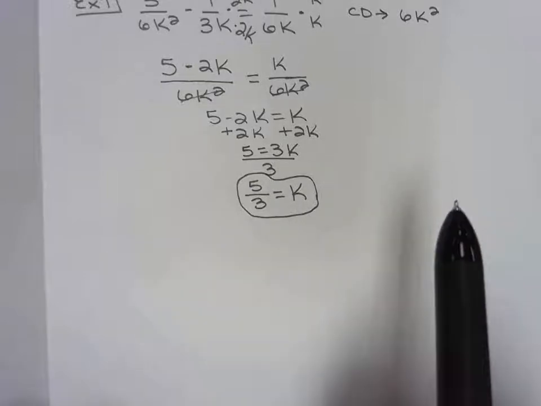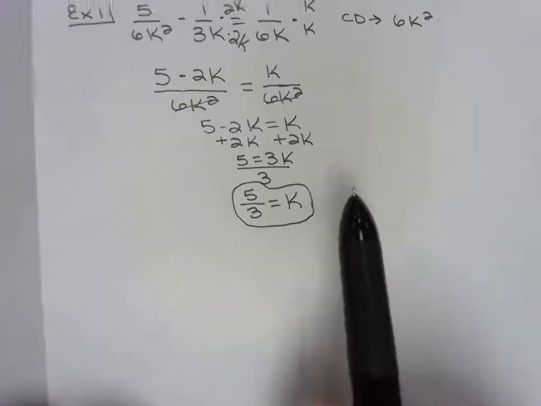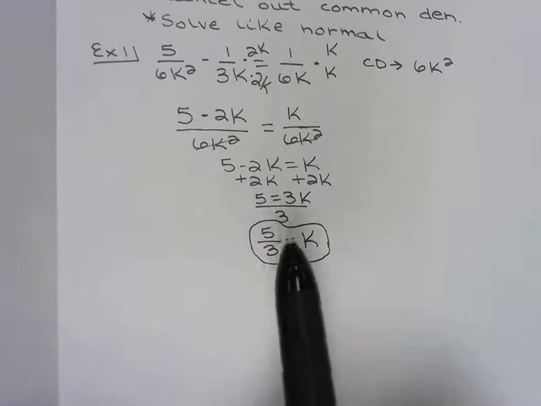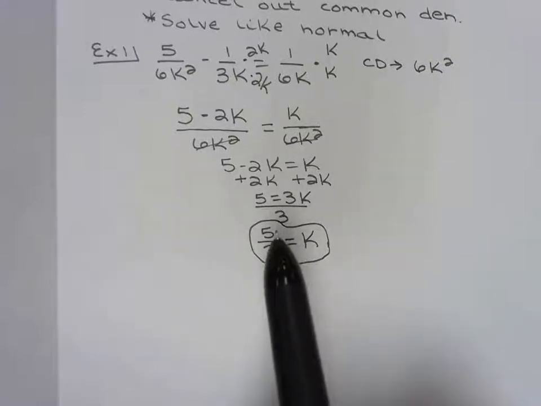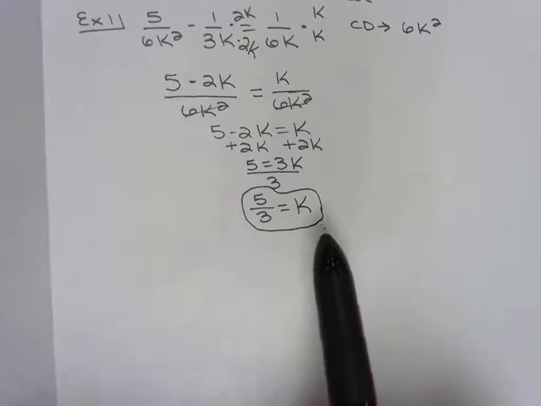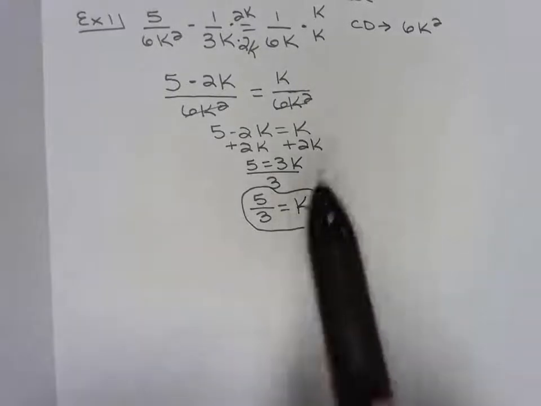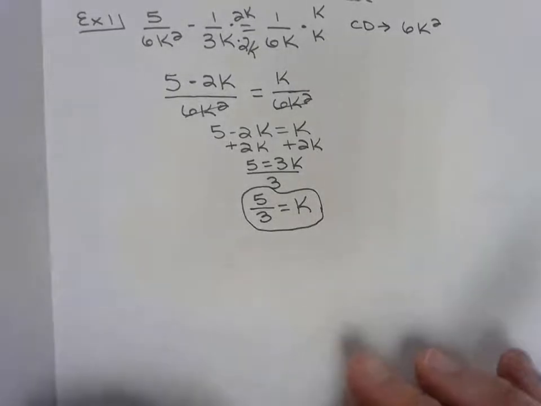You started with the 5 minus 2k over 6k squared. The denominator cancels the exact same. But I thought you did all that to get it out of the fraction. This has just happened to be what k is. It just happened to be a fraction. Usually, probably sometimes you'll get a fraction. It just depends.